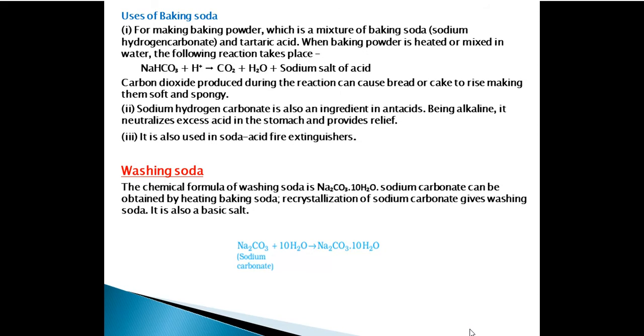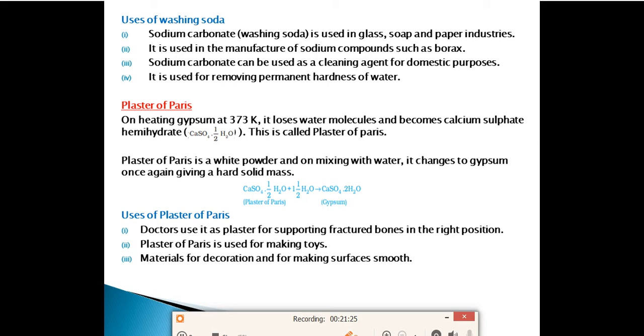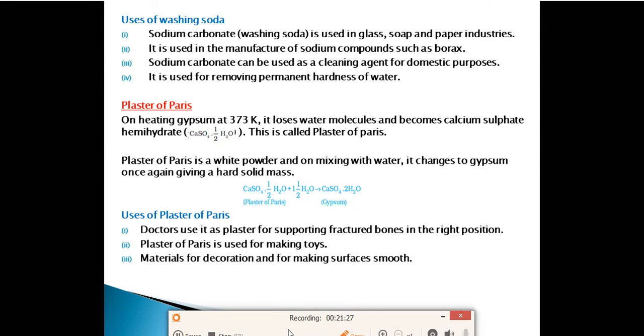And there are many uses of washing soda, right? So let us read about the uses of washing soda. Washing soda is used in glass, soap and paper industries. So sodium carbonate, that is Na2CO3.10H2O, also known as washing soda, is used in glass, paper and soap industries. It is used in the manufacture of a sodium compound called borax. So washing soda is also used to make borax.